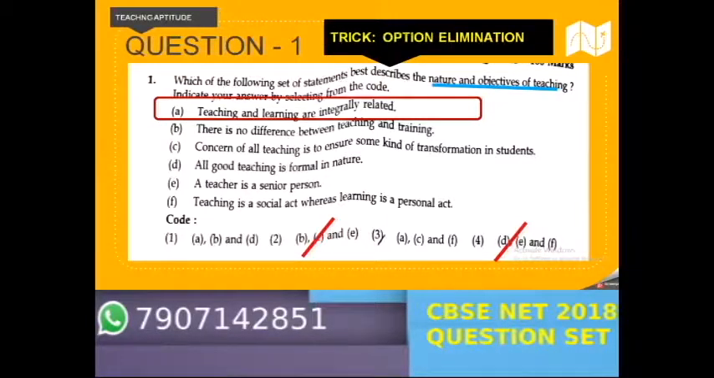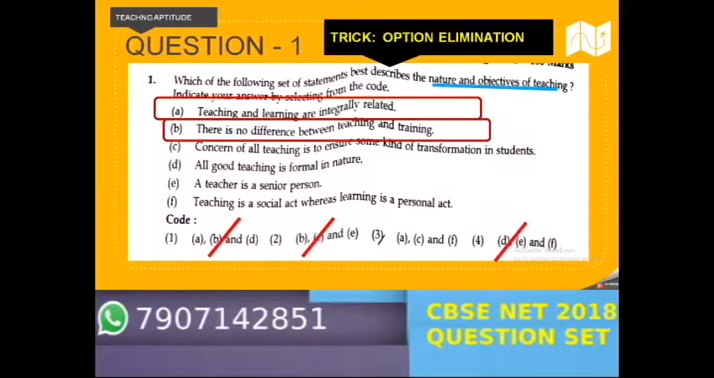We don't need to know all the details of the teaching aptitude question to find the right answer. That is the highlight of the virtual learning program. Let's go for the next statement: there is no difference between teaching and training. Is there any difference between teaching and training? Definitely there is a difference. Training is only skill development, and that is not the objective of teaching. So that statement is not a part of the right objective of teaching.